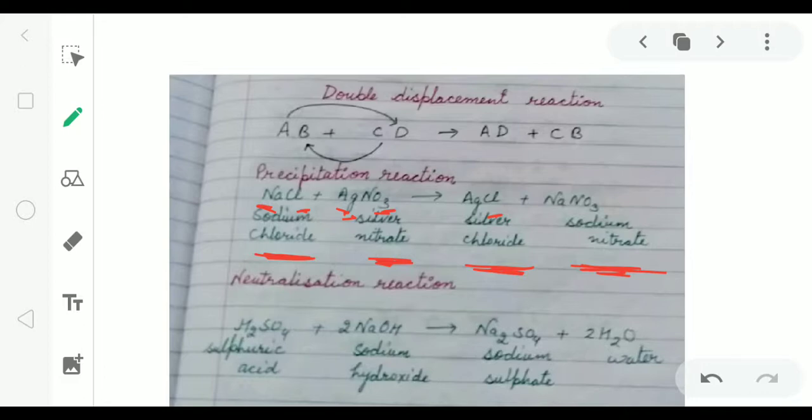Second example is neutralization reaction. Sulfuric acid reacts with sodium hydroxide, forms sodium sulfate and water. Sulfuric acid is acid, sodium hydroxide is base, sodium sulfate is salt, and water is also produced with this.